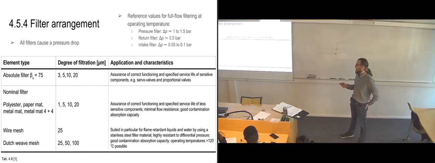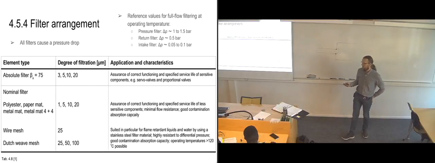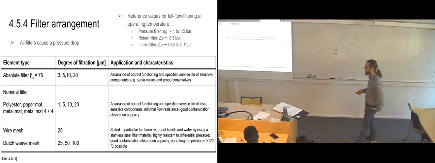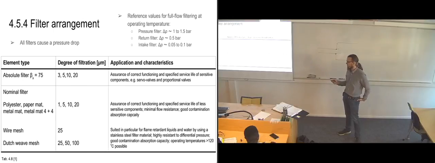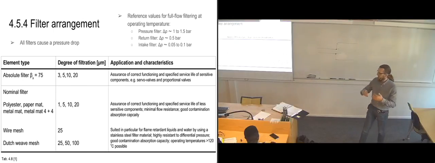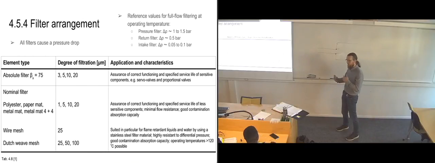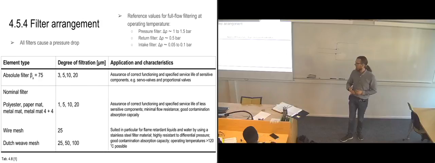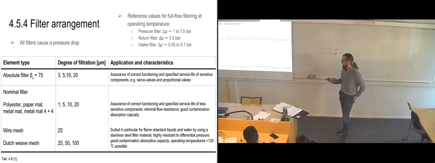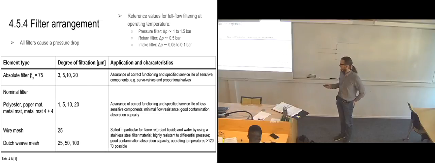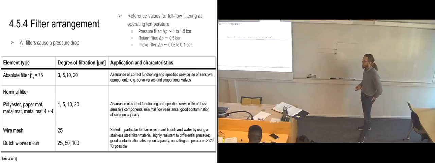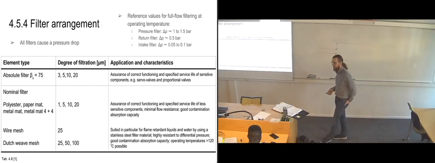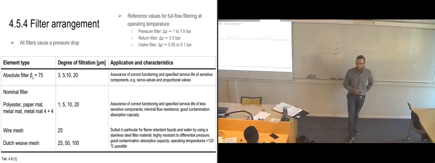But they are particularly suited for flame retardant liquids and water because they use stainless steel as the filter material. So they are highly resistant to differential pressure, which of course goes hand in hand with being made from stainless steel, so it has a lot of strength as opposed to paper. Paper can't handle all that much differential pressure. It also has good contamination absorption capacity, and the operating temperatures can be above 120 degrees. Of course, if you run a paper mat filter at more than 120 degrees Celsius, you start risking a fire breaking out because you're closing in on the flammability of the paper.